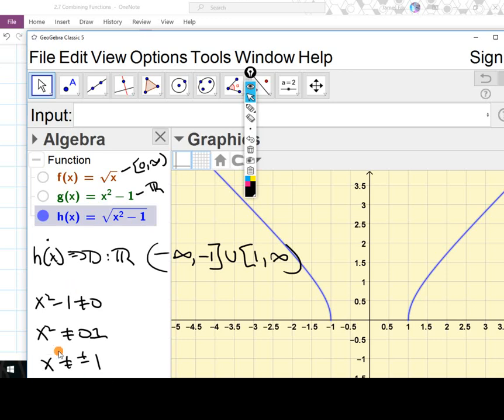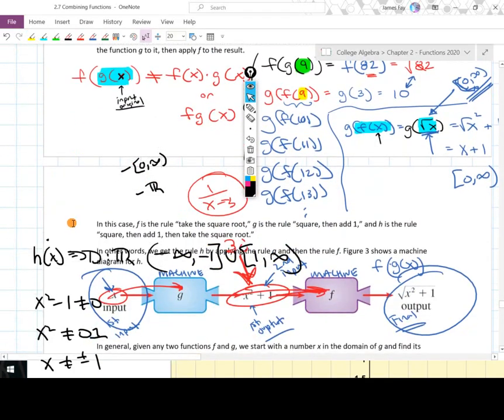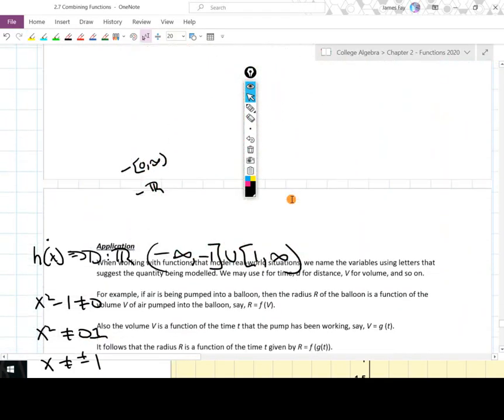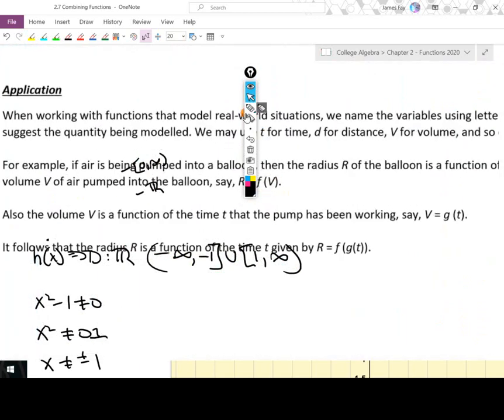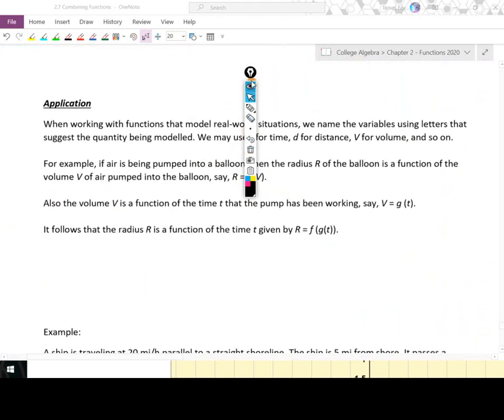One thing that this stuff is good for is, here's just an application. This just talks about how the radius of a balloon being filled is dependent on the volume, right? So radius is equal to a function of volume. If I know the volume, I know the radius. Does that make sense? Well, the volume of a balloon is dependent on, or a function of, the time that a pump is on. So I'm pumping this balloon up, right? Does that make sense?